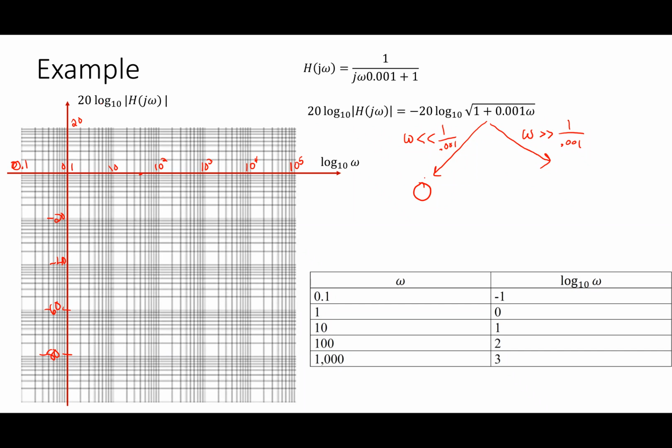It's 0.001, so 10 to the 3. So 1 over 0.001 is 1,000, right? So 10 to the third. That frequency is right here, at 10 to the third. So for frequencies much, much lower than that, where is the magnitude? It's at 0, right? So it's basically along this line.